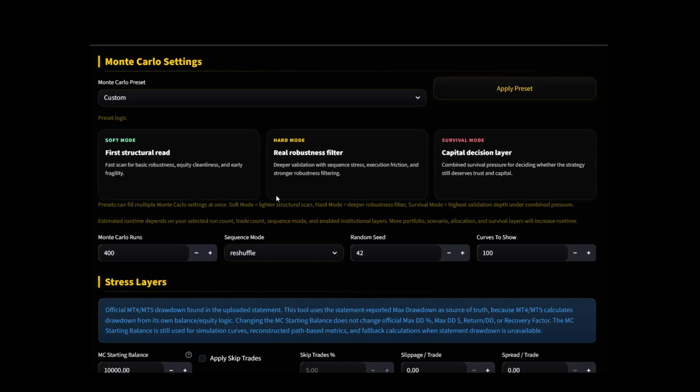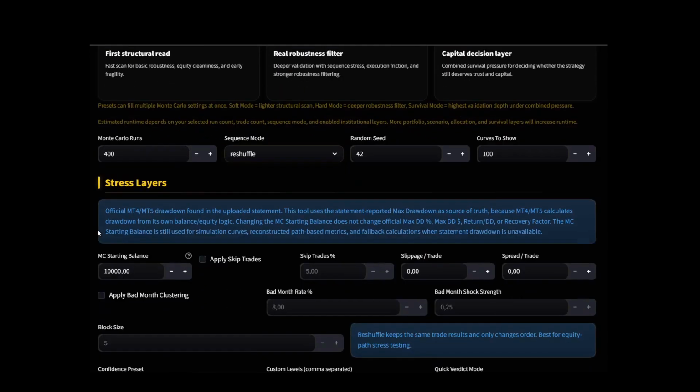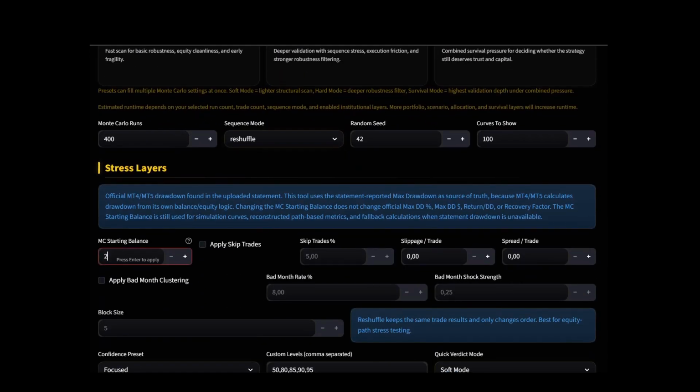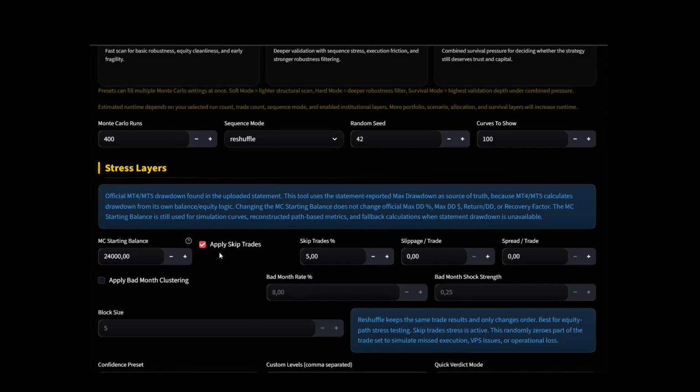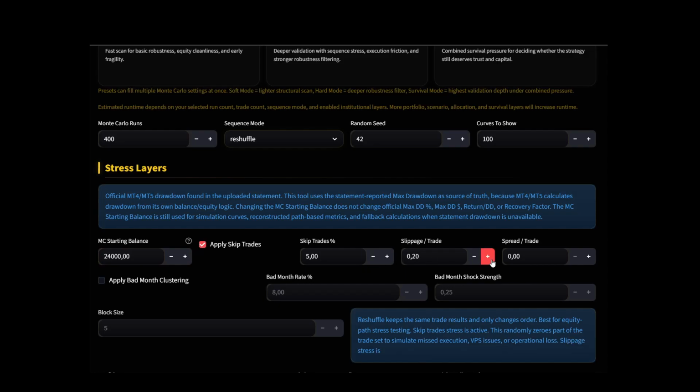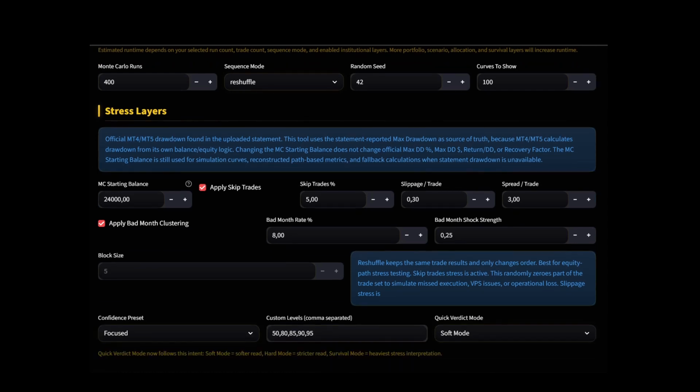Here I keep the preset on custom so I can control the stress settings manually. First, I set the Monte Carlo starting balance. This should match the balance from the uploaded statement so the simulation starts from the right capital base. Then I enable skip trades. This tests what happens if a small part of the trades is missed. I also add slippage and spread pressure because live execution is never perfect. Next, I enable bad month clustering. This groups difficult periods together instead of spreading the stress evenly.